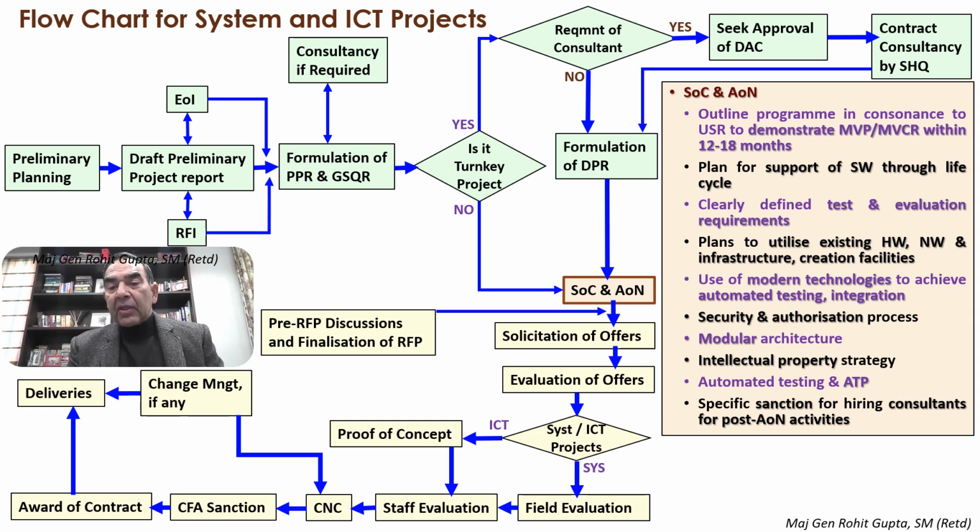What are the modern technologies that are going to be used to achieve automated testing or the integration of the system that is being developed? The security and the authorization process become extremely important. It should be a modular architecture, and the architecture for this will be explained. The intellectual property is a major aspect, especially in IT software, and that strategy has to be outlined in the statement of case for the AoN. What are the automated testing procedures that will be adopted, and the acceptance trial procedures that will be adopted.